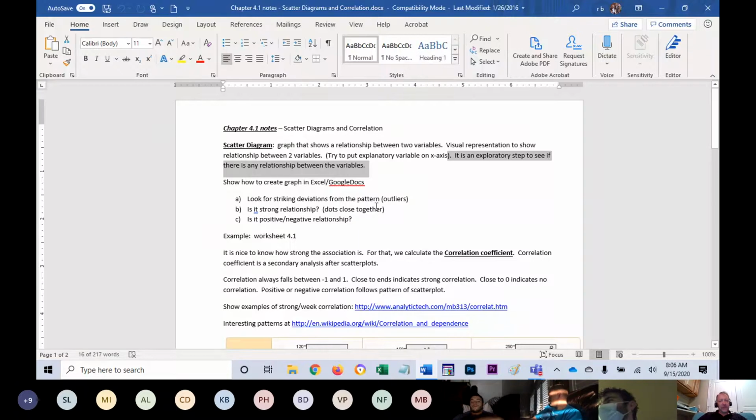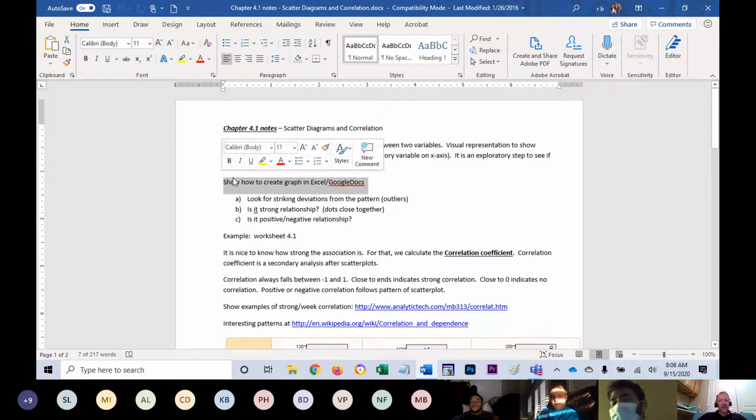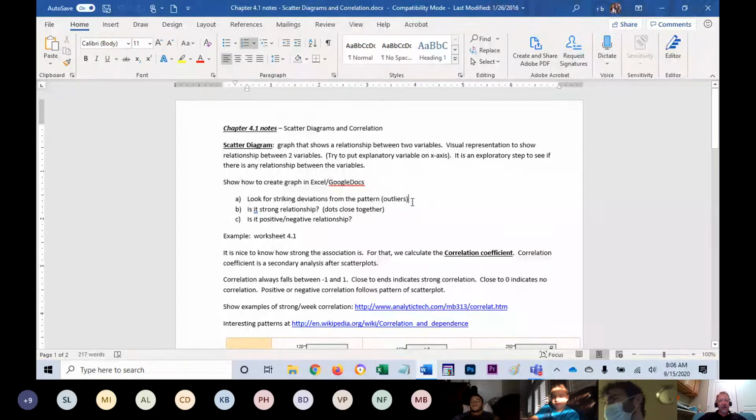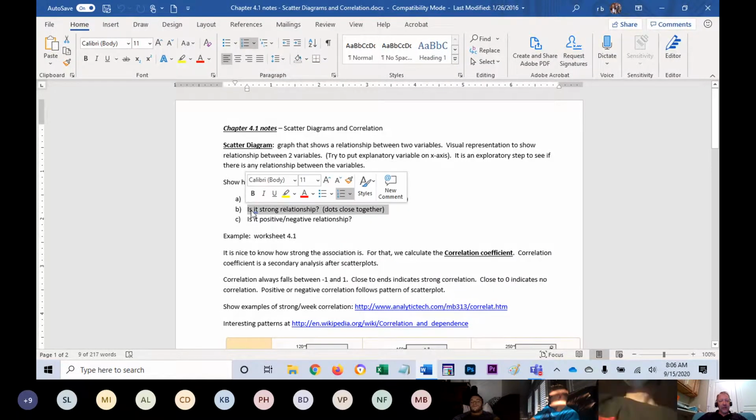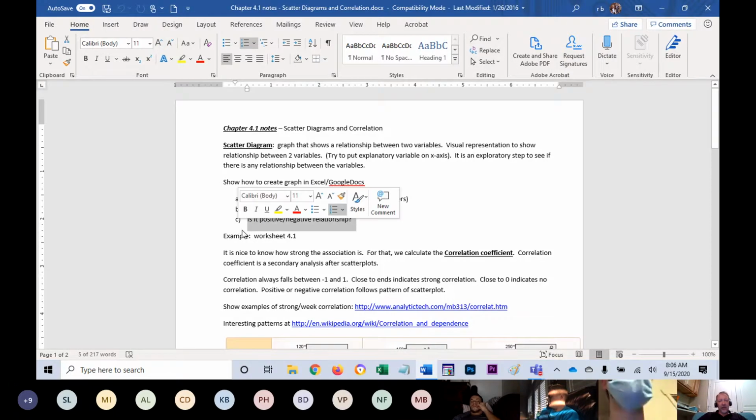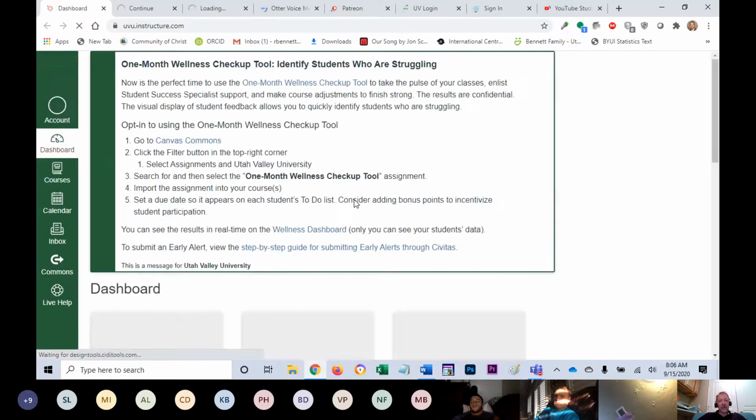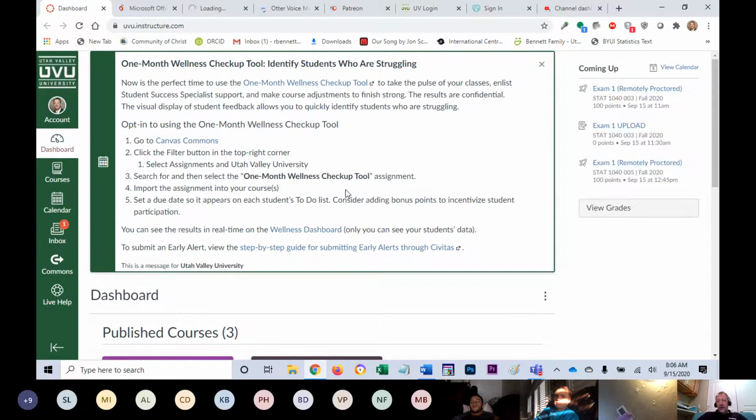I normally show how to do this in Google or in Excel, and I'll probably do that again today, but I guess you guys get to do this by hand. The idea is we're going to look for striking deviations from the pattern. Is it a strong relationship? Are the dots close together? And is it a positive or negative relationship? So let me go ahead and open up a spreadsheet.